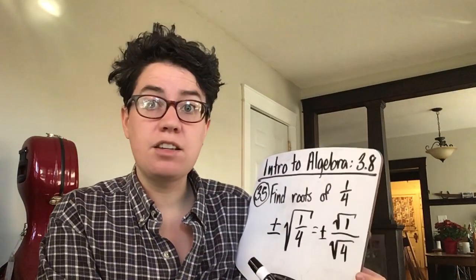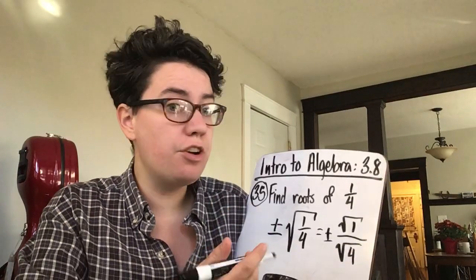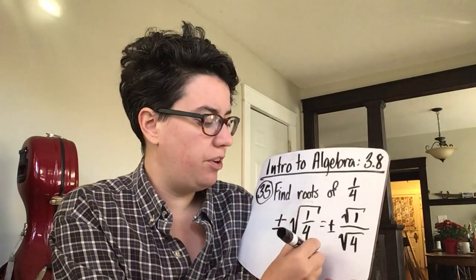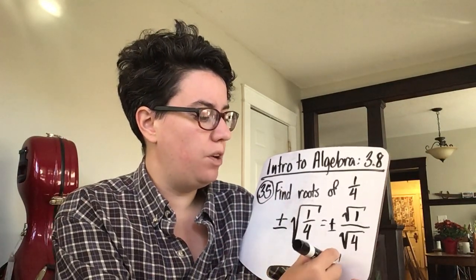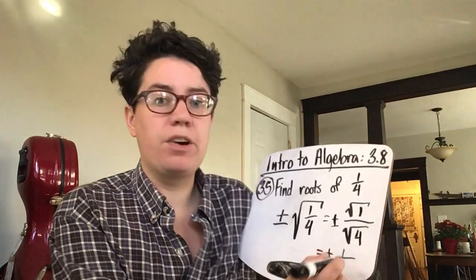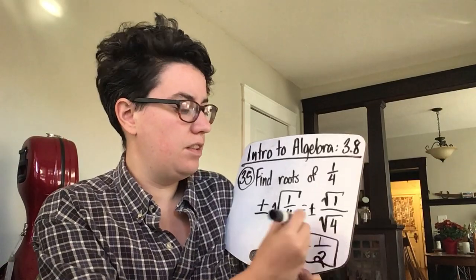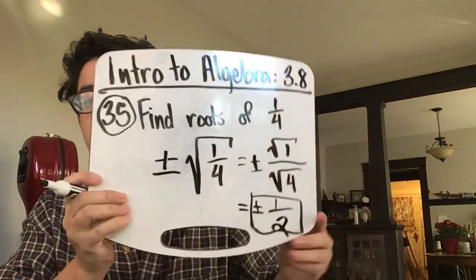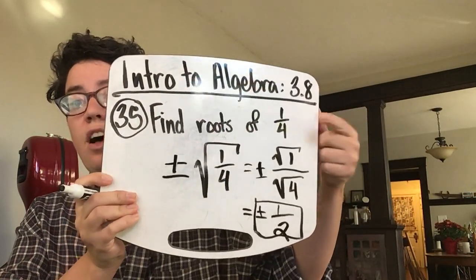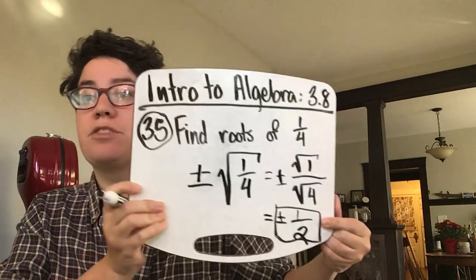Now both of these are perfect squares that we know the square roots of. The square root of 1 is 1, and the square root of 4 is 2. So it's a little bit messy right at the bottom. So therefore the square roots of 1/4 are plus or minus 1 over 2.